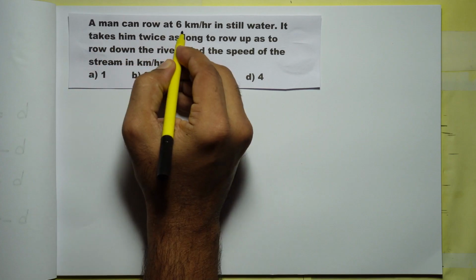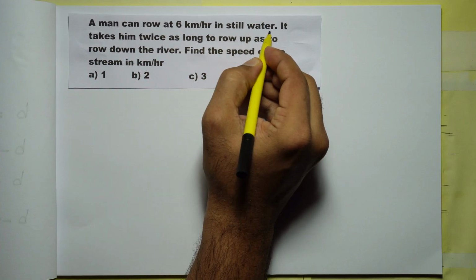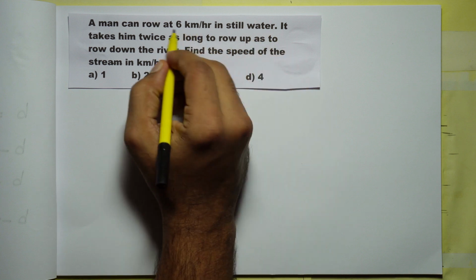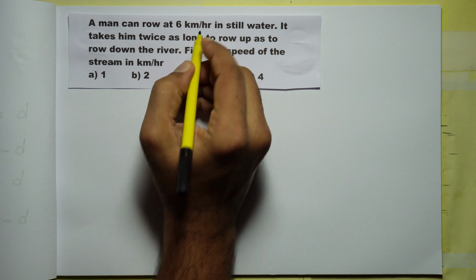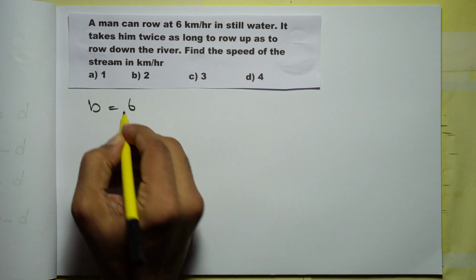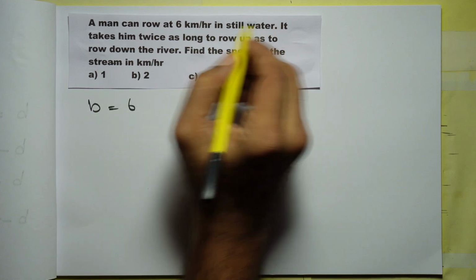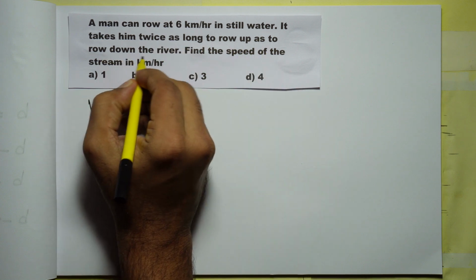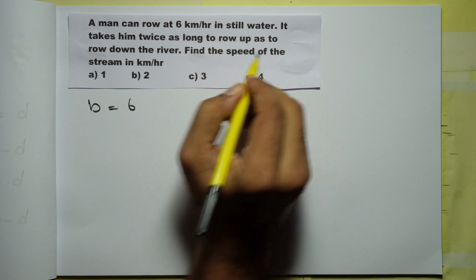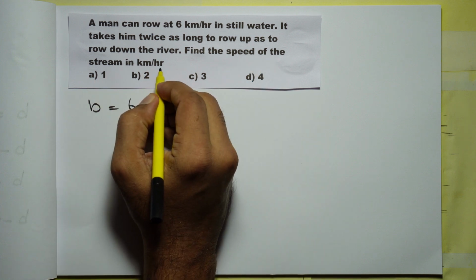A man can row at 6 kilometers per hour in still water. So we'll just write down all the data here. Speed of the boat in still water is 6 kilometers per hour. So b is equal to 6. It takes him twice as long to row up as row down the river. Find the speed of the stream in kilometers per hour.